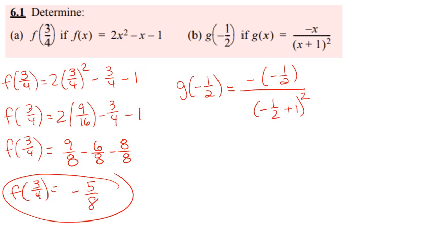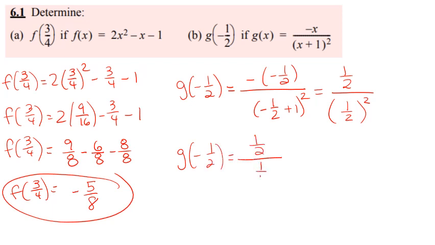Okay, so the numerator is going to be 1/2. The denominator, so negative 1/2 plus 1 is going to be 1/2. So you get negative 1/2. Numerator stays the same. Denominator becomes 1/4 because 1/2 squared is 1/4. Write it the way that I know how. We're going to do keep, change, reduce, and get 2.